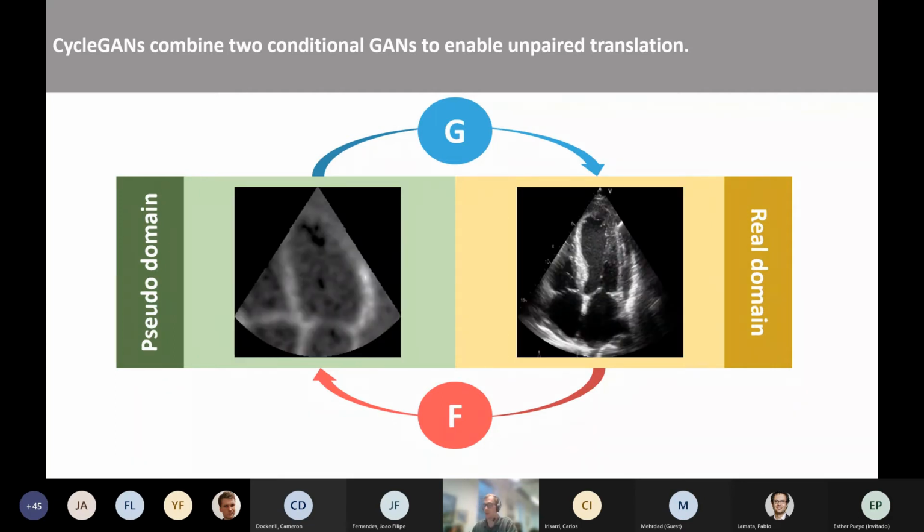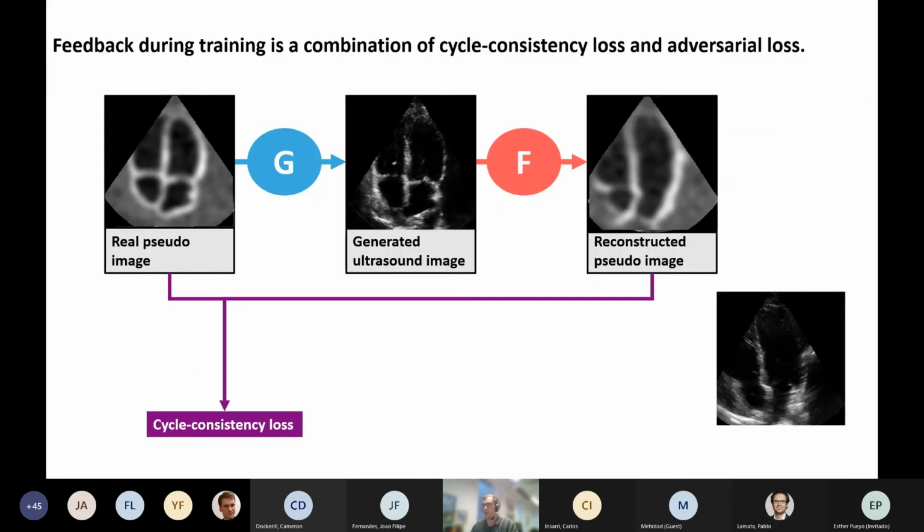And what we're going to do is instead have one domain that's the pseudo image domain, and one domain that's the domain of real images. And we use the CycleGAN to translate back and forth between those domains. The way that the training works is you have a real pseudo image. It goes through one of the networks to a generated ultrasound image, and then back through the other network to a reconstructed pseudo image. And the first loss in your training is a cycle-consistency loss. The reconstructed pseudo image should look identical to the one that was originally input into the network, and the network will receive some feedback if it's not identical.